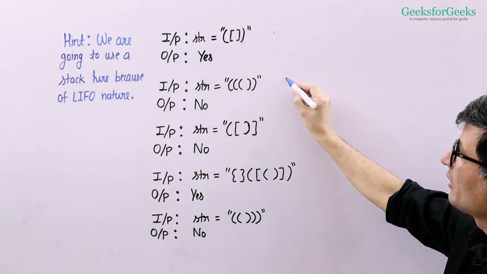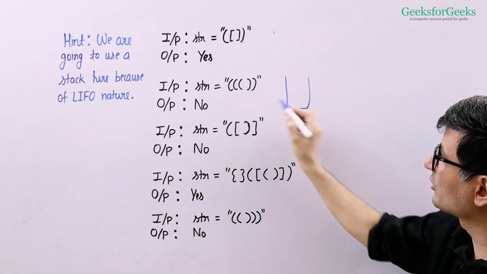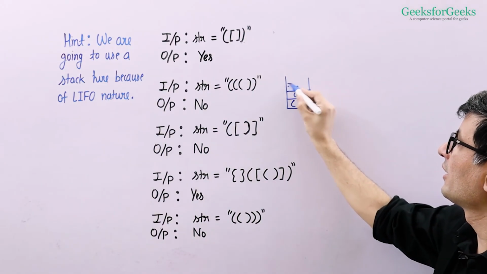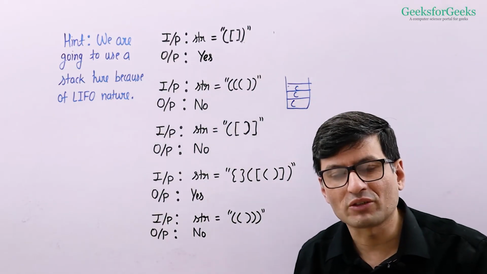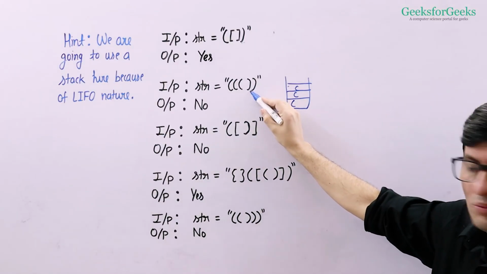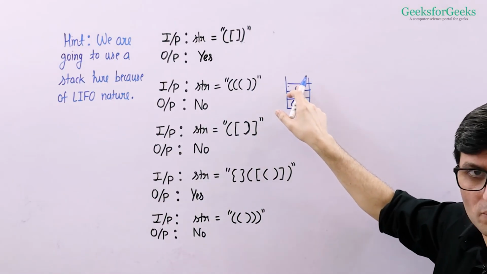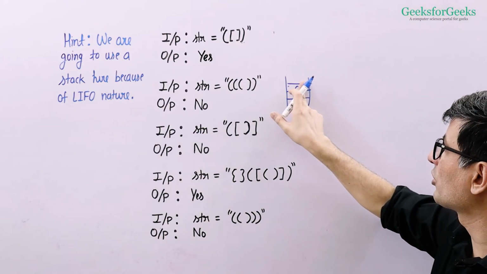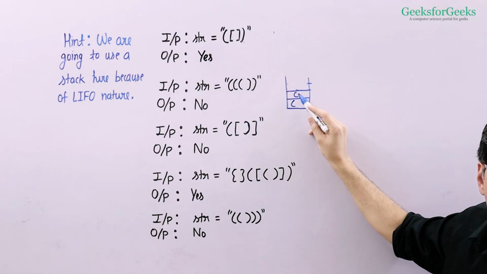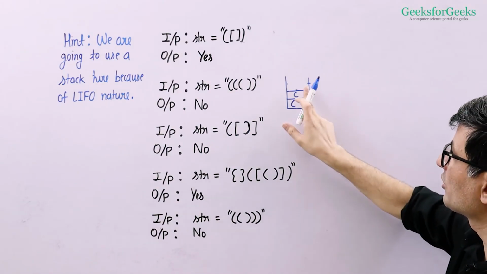What are we going to do here? We are going to put this opening bracket here, this opening bracket here, then this opening bracket here. As long as we are seeing opening brackets, we are going to keep pushing them into the stack. When we see this closing bracket, we are going to match it with the top, and top is matching. We are going to remove the top and we are fine. When we see this closing bracket, we are again going to match it with the top and it's matching, so we are going to remove it.